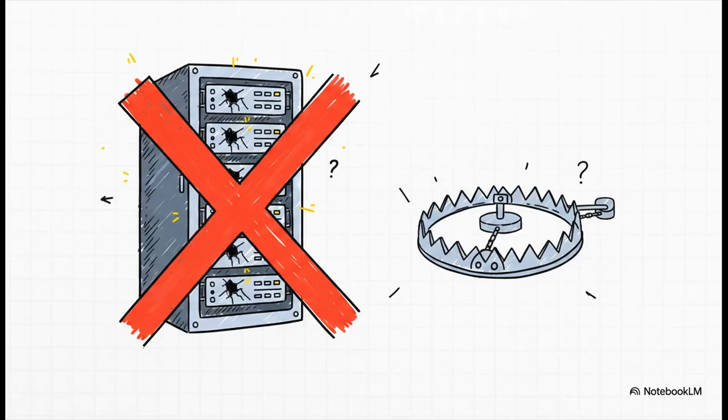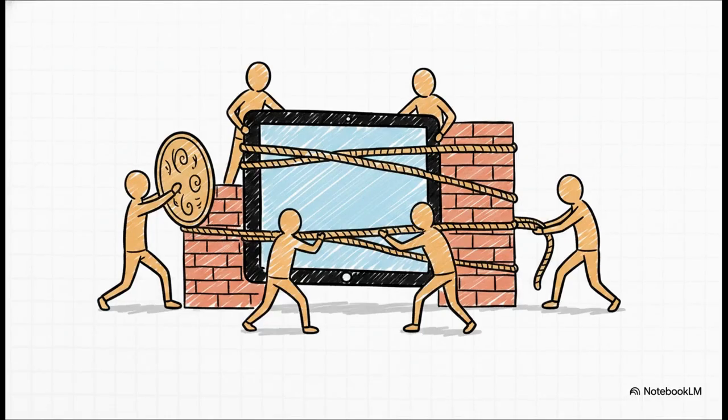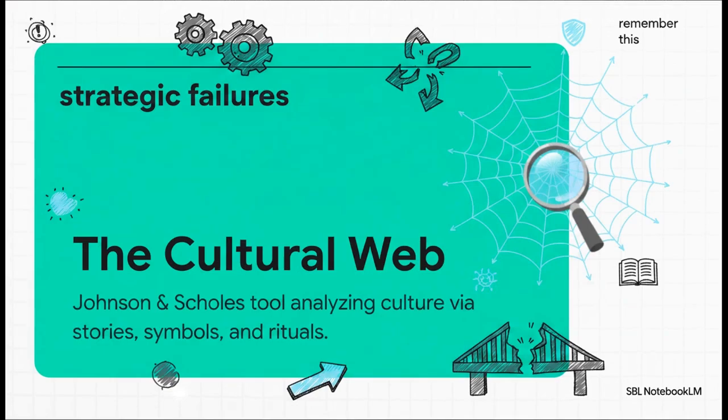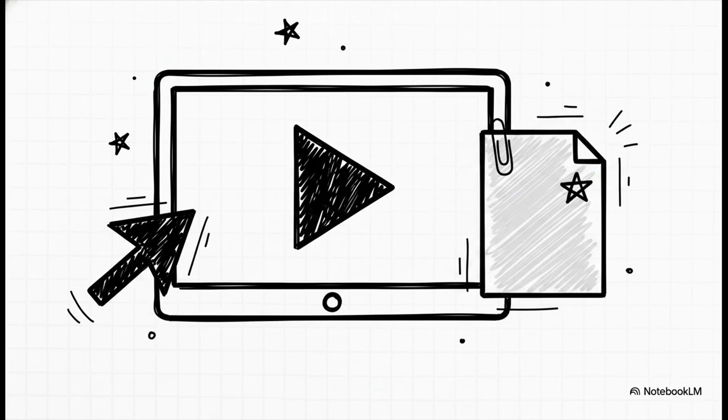Here's a classic exam trap for you. Even the absolute best IT systems are gonna fail if the human culture naturally resists that tech with old workplace rituals and stubborn stories. SBL examiners absolutely love using the cultural web tool to diagnose these exact failures. Keep that in mind. So what hidden cultural traps are lurking in your next case study? Watch the full explainer to find out.